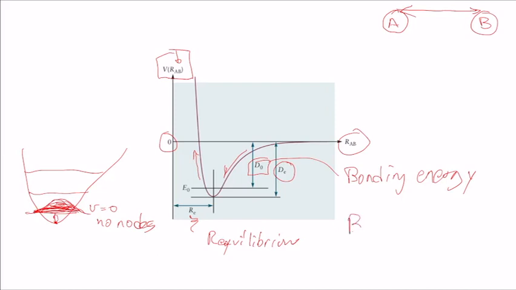The difference, Dₑ minus D0, equals the zero point energy, okay? And that zero point energy is related to the uncertainty principle. Okay, now that we have a common language, we can start digging in.